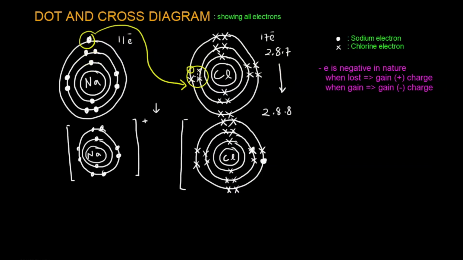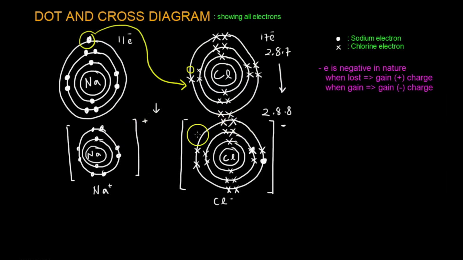You don't have to draw it this way. You can draw it anywhere, as long as it remains on the final shell. And this one has a negative charge because, as per this statement, when we gain an electron, as chlorine has done, we gain a negative charge. So there's a negative charge here. What we have here is Na+ and Cl-. And this is how we represent a bond between sodium and chlorine.